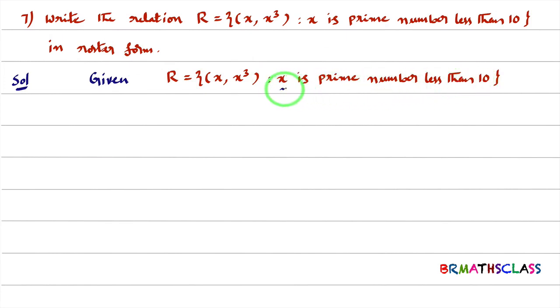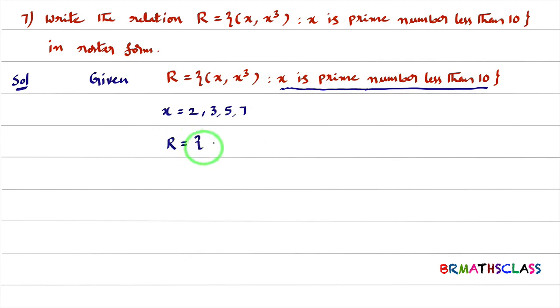Here this is important. What can we take as the x value? x is a prime number less than 10. That means you can take x as 2, because 2 is the least prime number which is less than 10. And 3 is a prime number. Next, 5 is a prime number. Next, 7 is a prime number. Next, 11, but 11 is not less than 10. These are the prime numbers which are less than 10. Now they are asking to write this relation in roster form. So R equal to, in place of x you take 2. What will you get? 2 comma 2 cube. Next, in place of x you take 3.